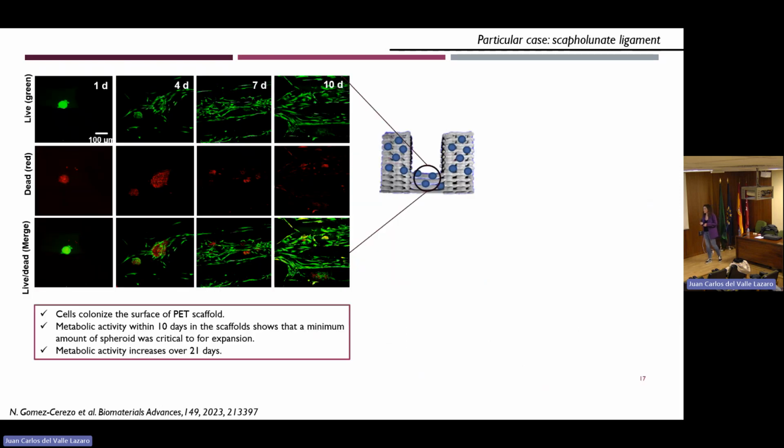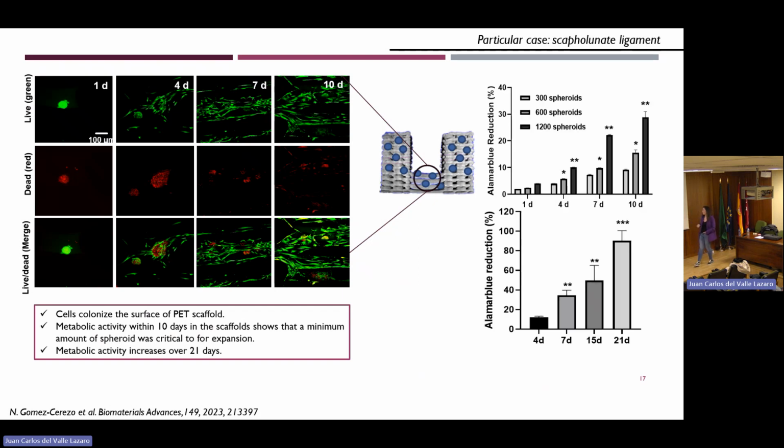How do I know that? Well, I took some pictures again. After 1 day, I injected the gel in the scaffold, and I saw some scaffold around the structure. Then, after 4 days, the spheroids started to grow. They start to develop, and they started to grow following the structure of our skeleton, which is important because I want to keep this structure to maintain the ligament function.